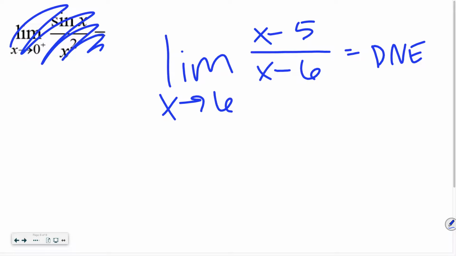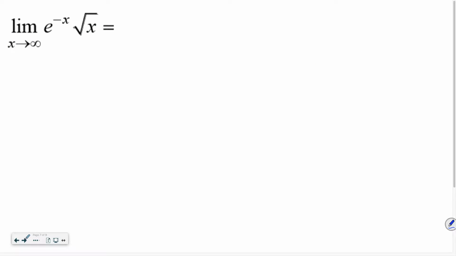Now, we can't apply L'Hopital's rule directly when we have one of those. We have to tweak it. And we're going to look at an example like that. What? And make it like 0 over 0? Yes. Okay, so let's go to one of those.